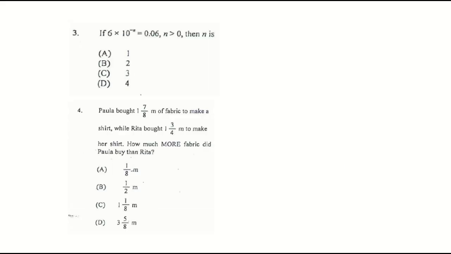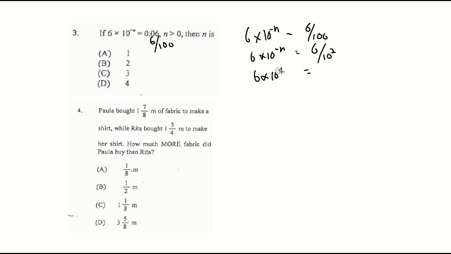Right, if 6 by 10 to the negative n is that. Alright, so first off, we need to know that this here is 6 over 100. So 6 multiplied by 10 to the negative n is equal to 6 over 100, which is 6 multiplied by 10 to the power of negative 2, right? So you could see that n is 2, right?